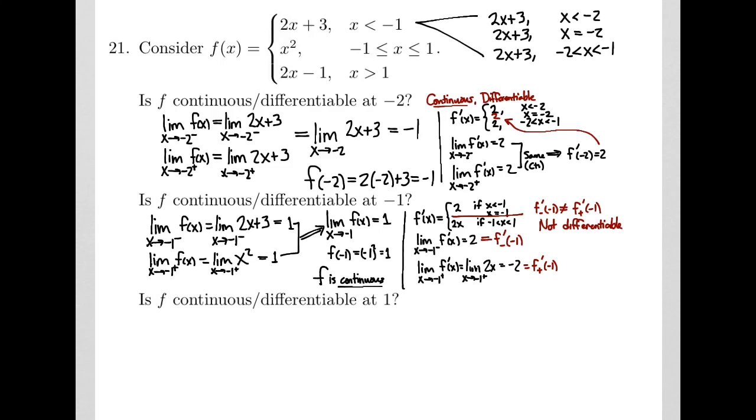The third case asks us to consider what happens at 1. So we do the same thing. If I take the limit as x approaches 1 from the left, and I find the limit of my function as x approaches 1 from the right, coming from the left, I use the x squared formula. Coming from the right, I use the 2x minus 1 formula.